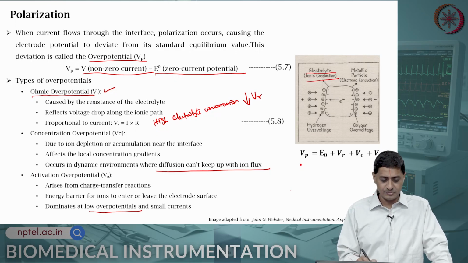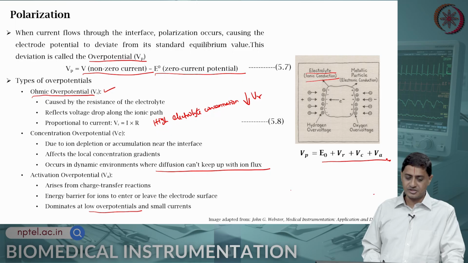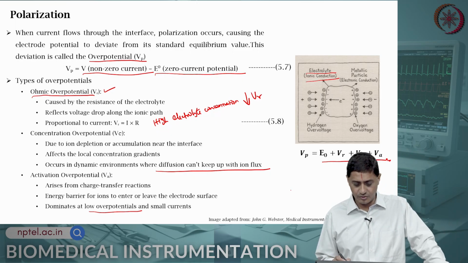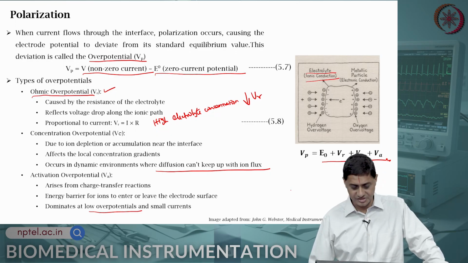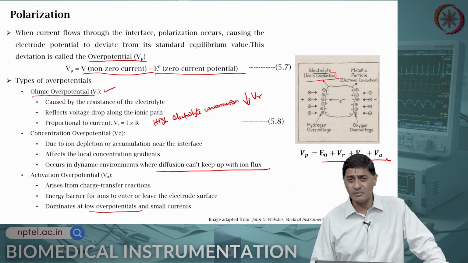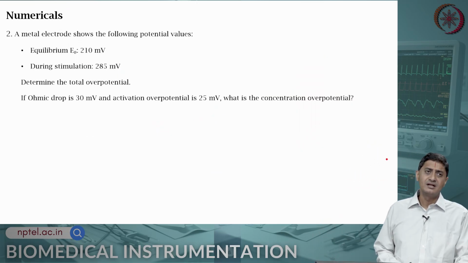So, the total overpotential is essentially the sum of these three: the zero-current potential E0, plus the ohmic overpotential, plus the concentration overpotential, plus the activation overpotential. Now, let us look at an example numerical.